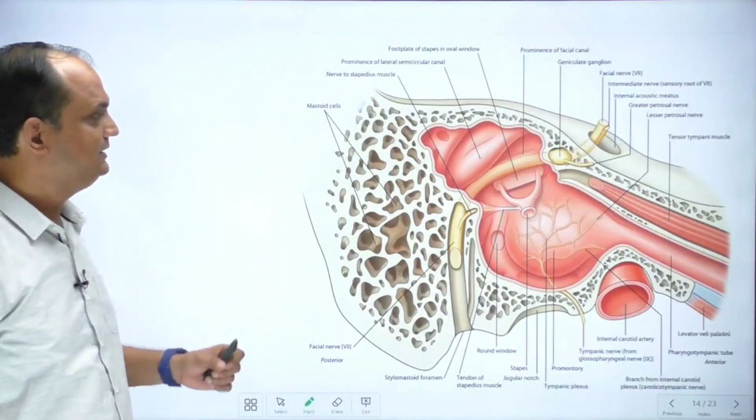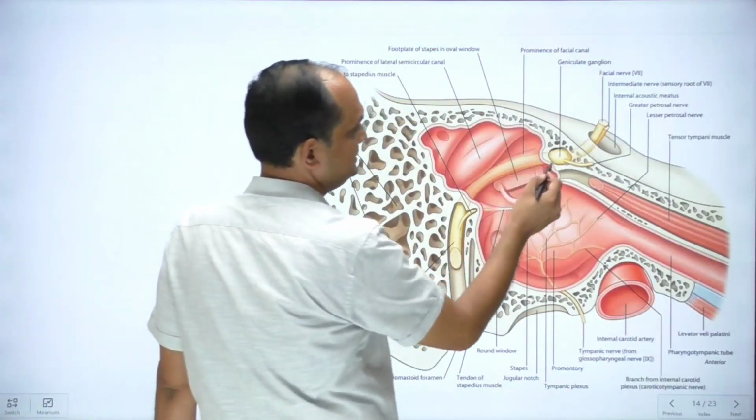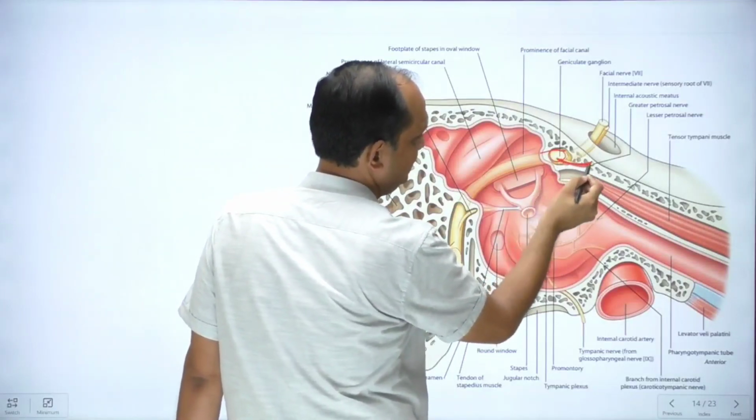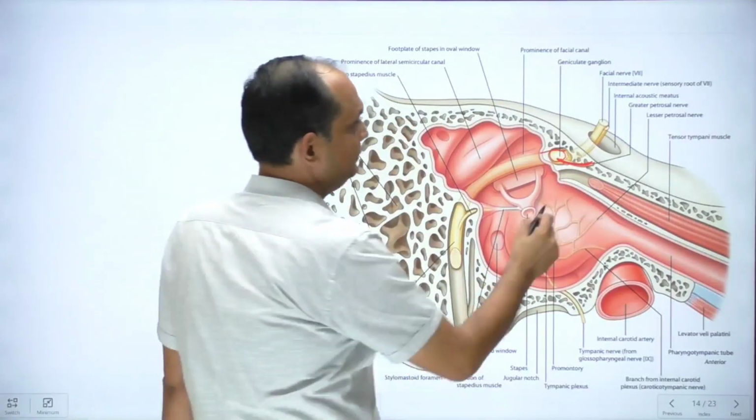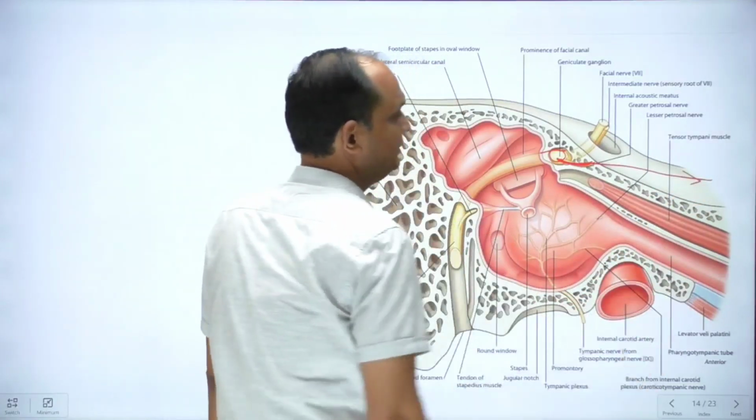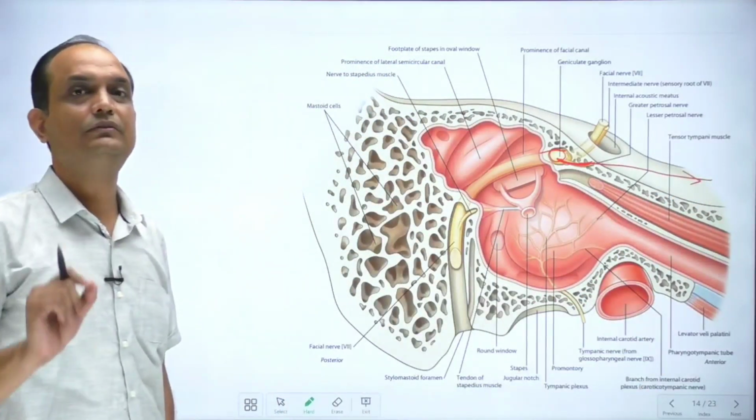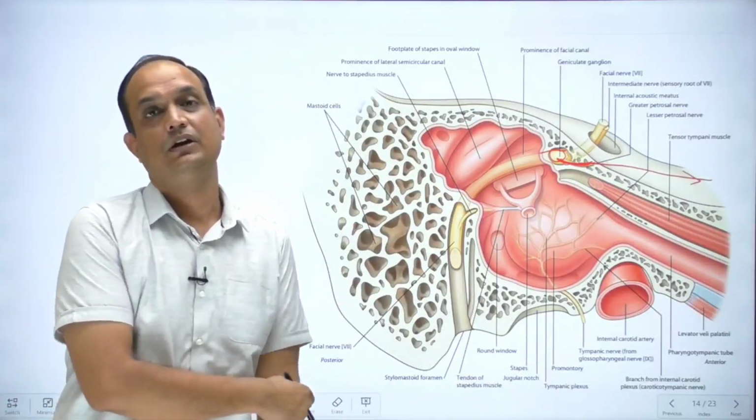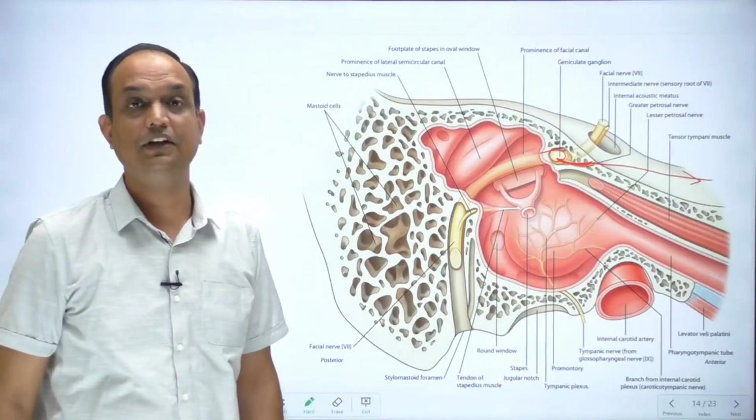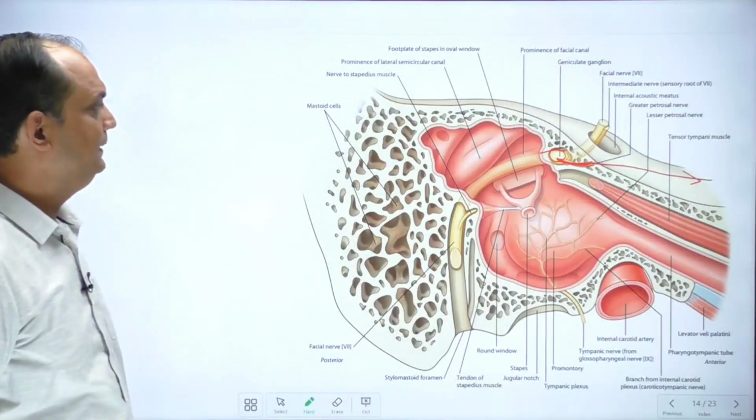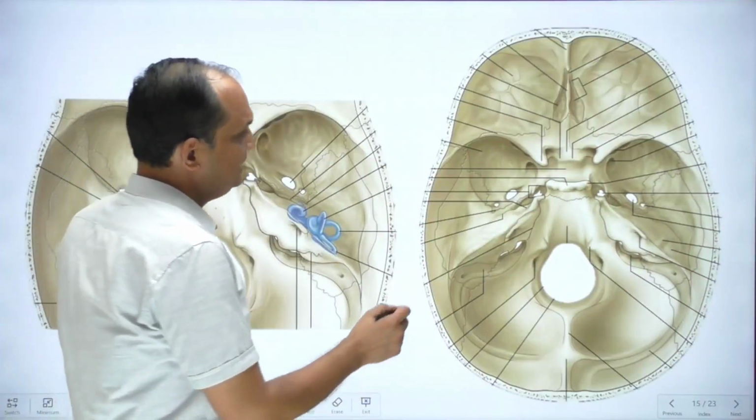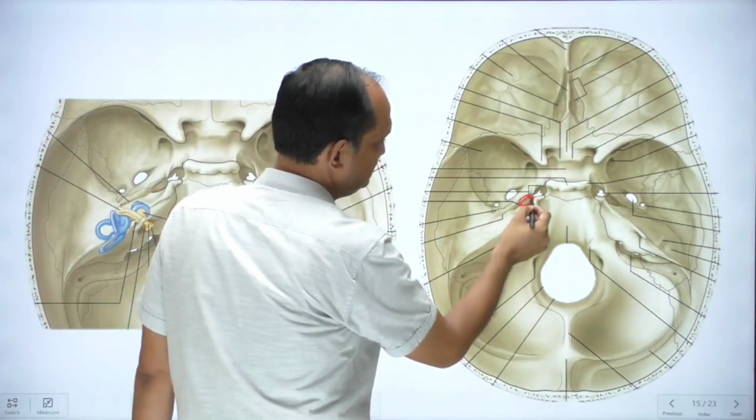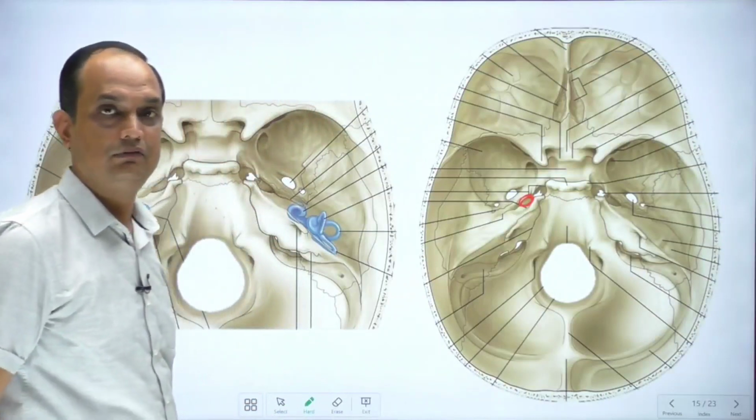Now that you will see in this diagram. Here you can see this is the geniculate ganglia of facial nerve. From that this greater petrosal nerve is arising. Now after taking origin, it is going anteriorly towards the foramen lacerum, because in the anterior wall of foramen lacerum you have the canal for this nerve, the nerve of pterygoid canal, Vidian nerve. So what will happen, that here you can see this is your fossa. This fossa is known as trigeminal cave.